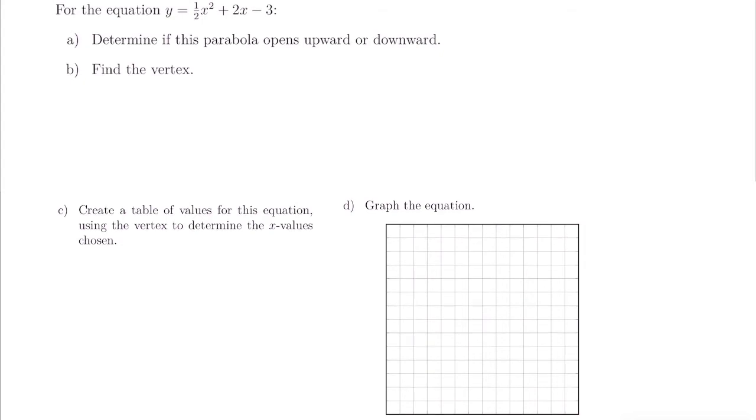For the equation y equals 1/2 x squared plus 2x minus 3, we're going to ultimately graph this equation by first answering some preliminary questions. In part A, determine if this parabola opens upward or downward.